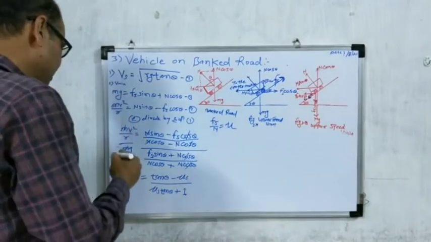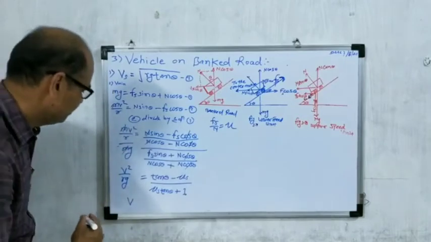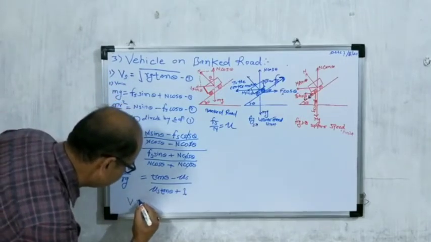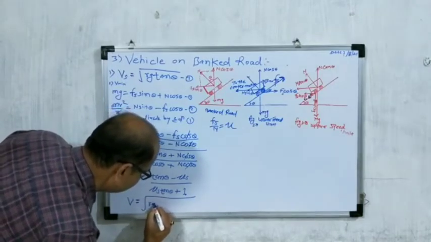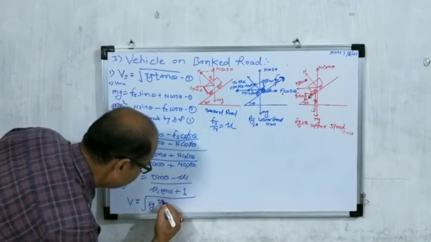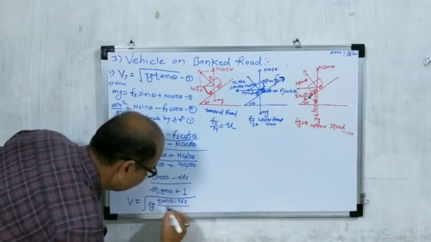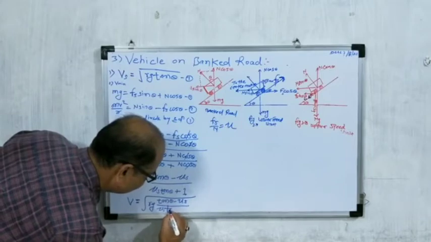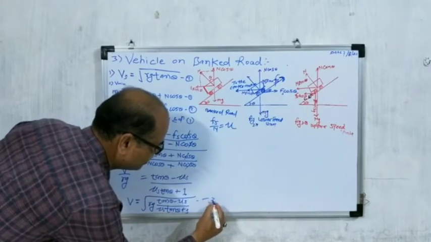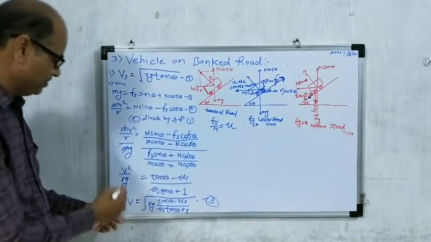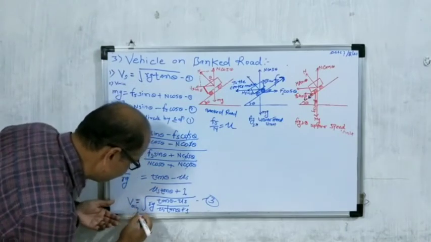Then the velocity created by the car is a minimum. Therefore, v is equal to under root of r g into (tan theta minus mu s) divided by (mu s into tan theta plus 1). This is equation 3. This is the velocity, it is the minimum velocity.